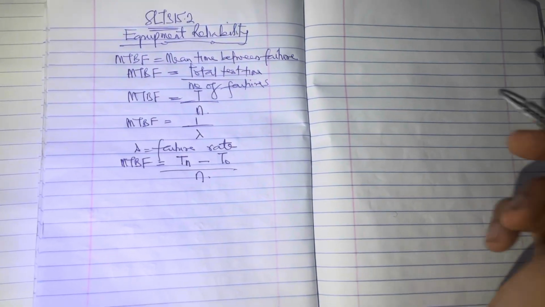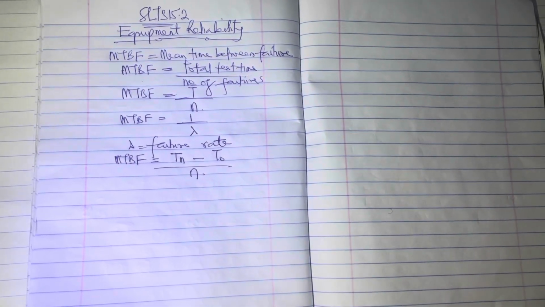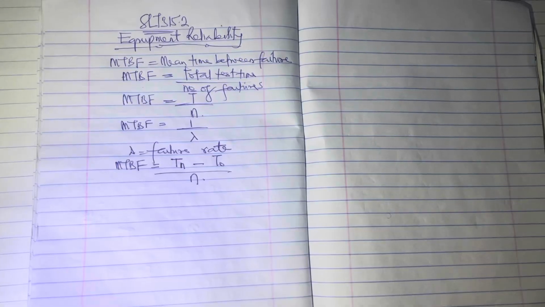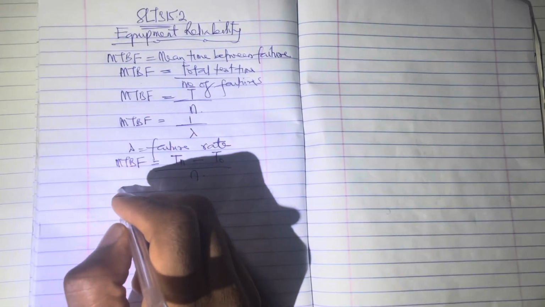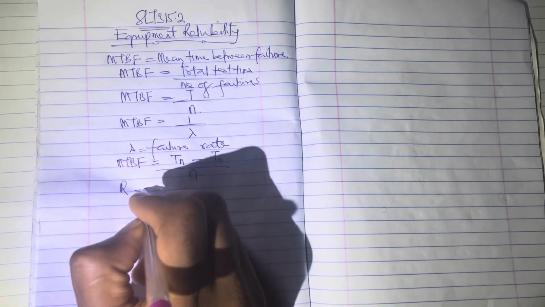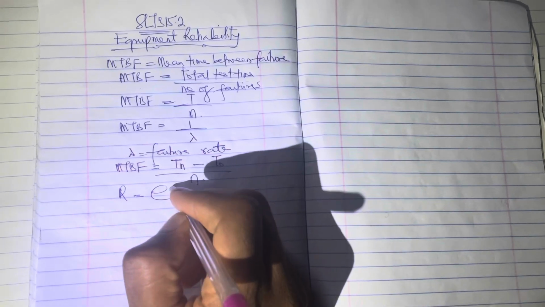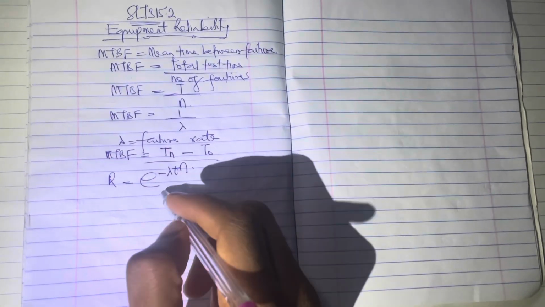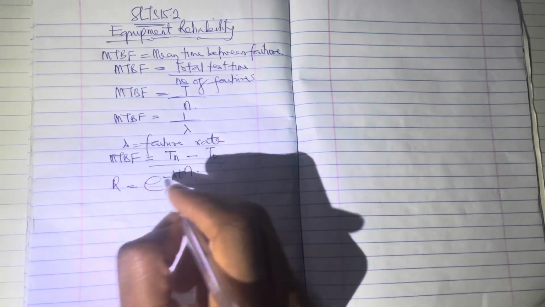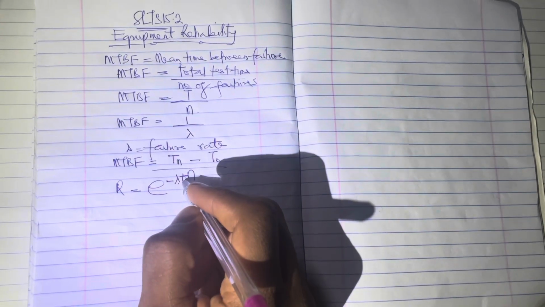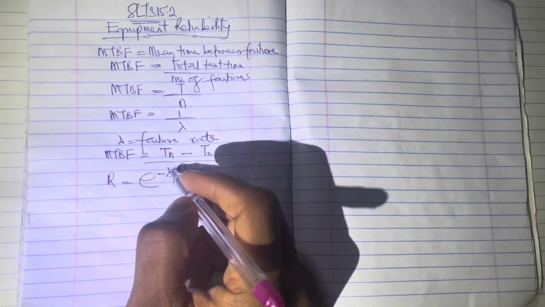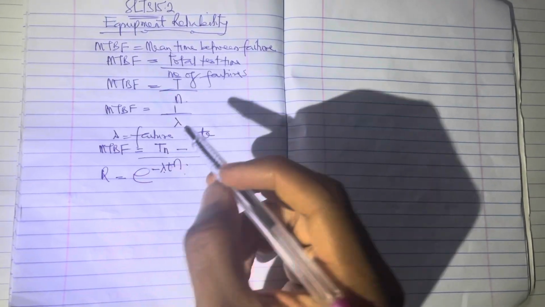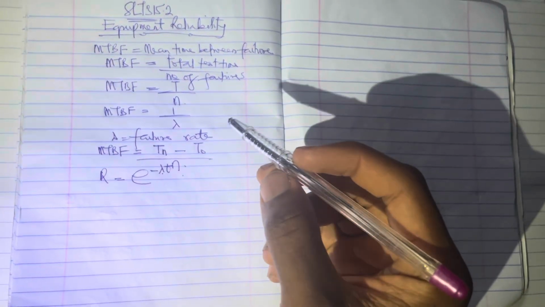I want to let you know that MTBF will help you to determine the reliability of that equipment, and reliability has its own formula. Reliability is given as e raised to the power of minus lambda t. Remember, I told you that lambda is failure rate. Now t is what we call maximum time, more like the time that the equipment is expected to operate.